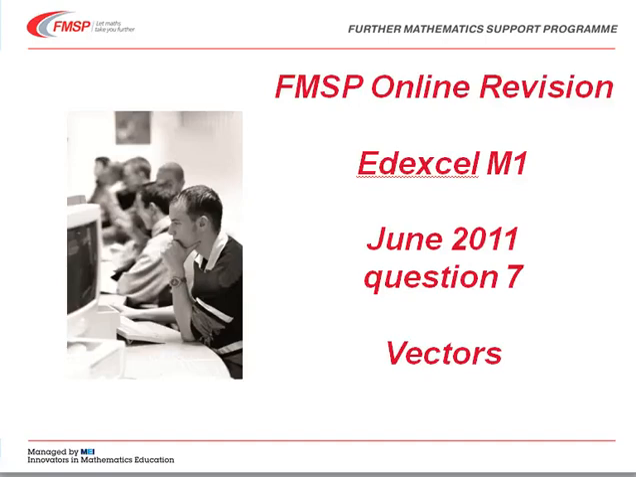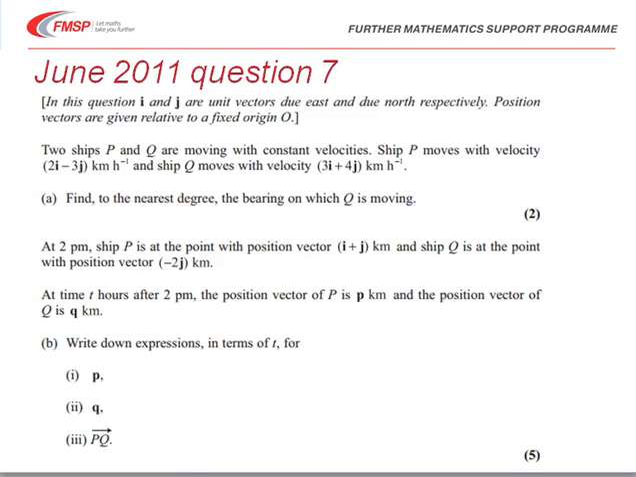In this video I'm looking at the solution to question 7 of the June 2011 Edexcel M1 paper. The question is about vectors. The question starts by telling us that i and j are unit vectors due east and due north respectively, and position vectors are given relative to an origin O.